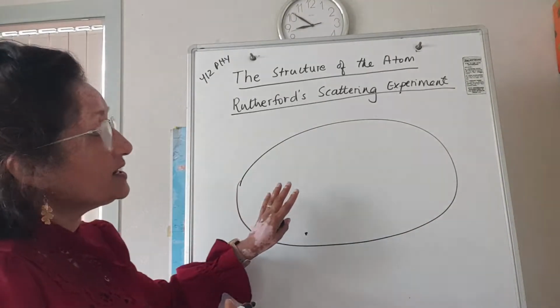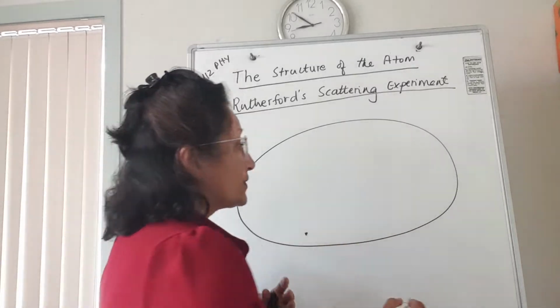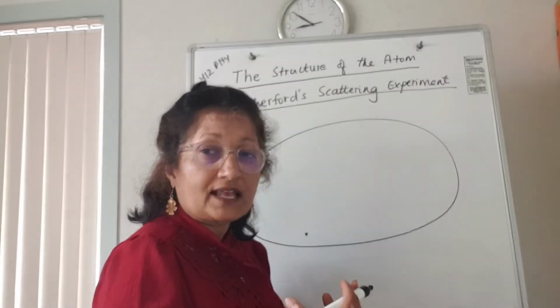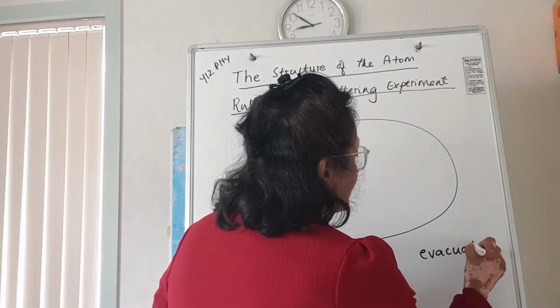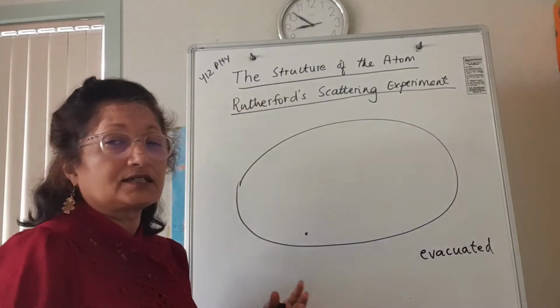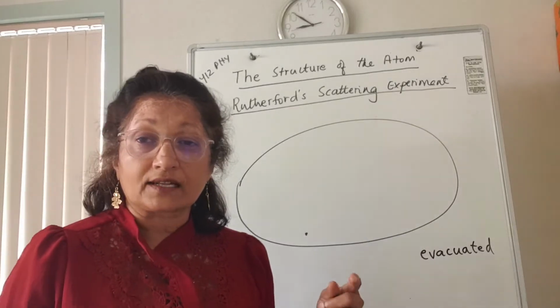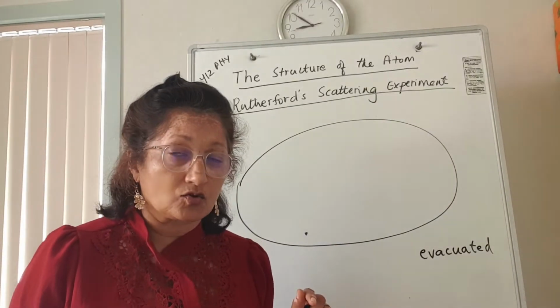and in this chamber he took all the air out. So when you take all the air out, you have what's essentially a vacuum, and where there is a vacuum you call it an evacuated chamber. So he did not want the alpha particles to encounter anything else but the gold foil.